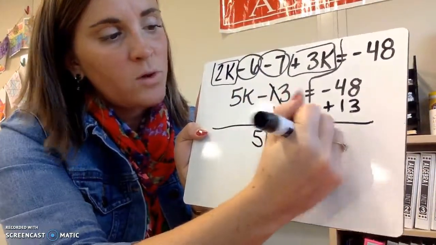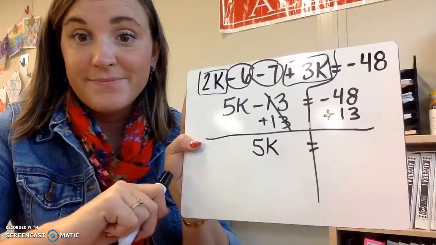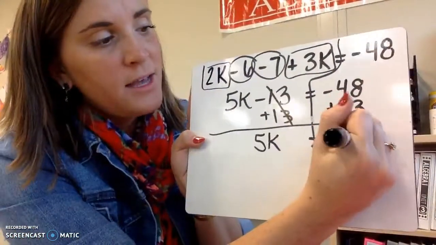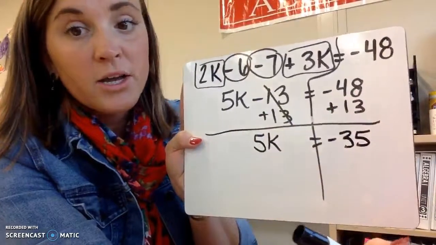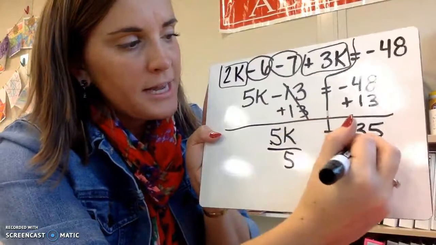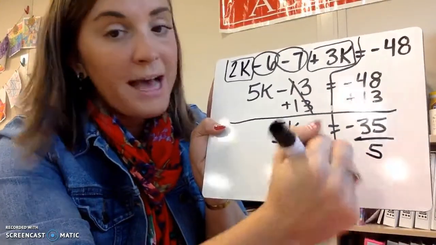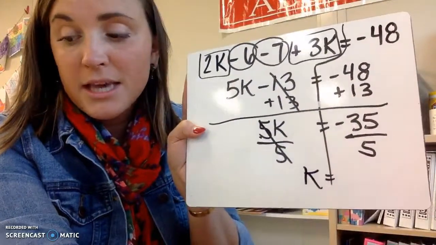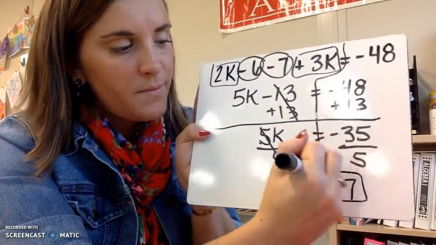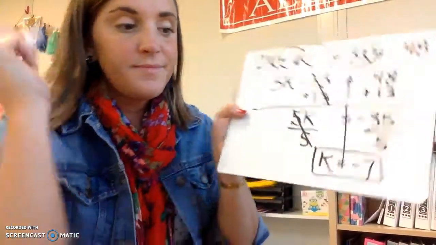5 times K equals -48 plus 13. -48 plus 13: more negatives than positives. Use a calculator to check your work. You should get -35. So divide both sides by 5. -35 divided by positive 5 is going to leave you with a negative, different signs, negative answer, 7. K equals -7.